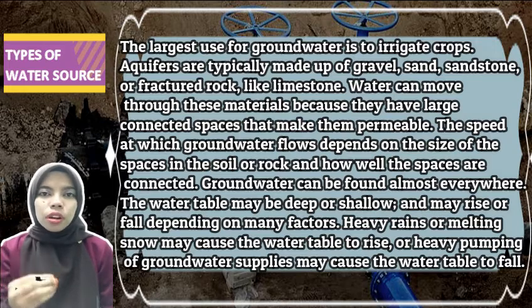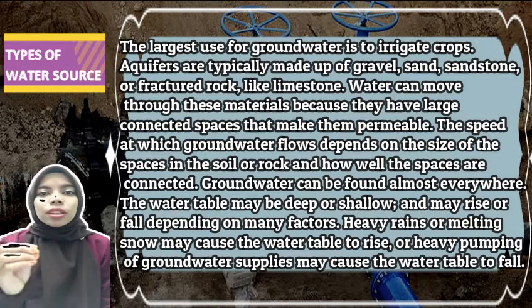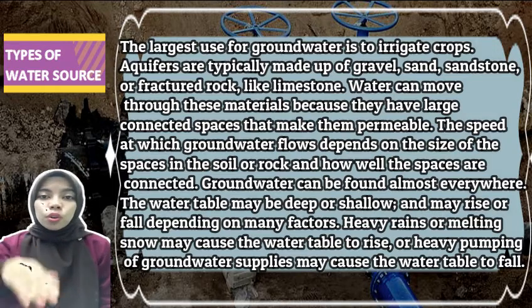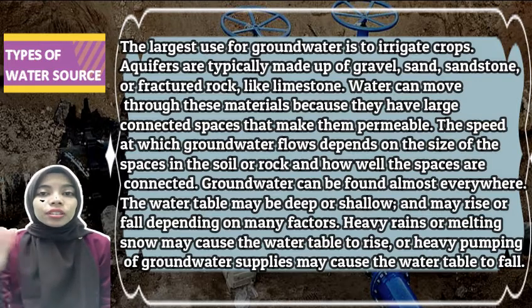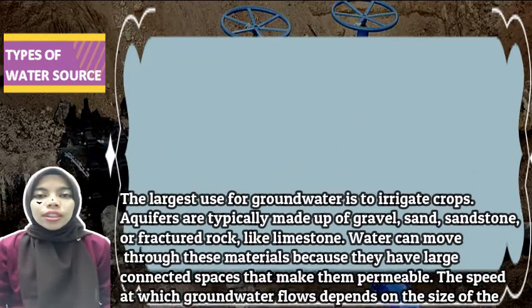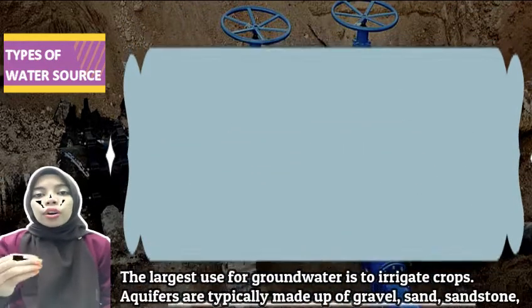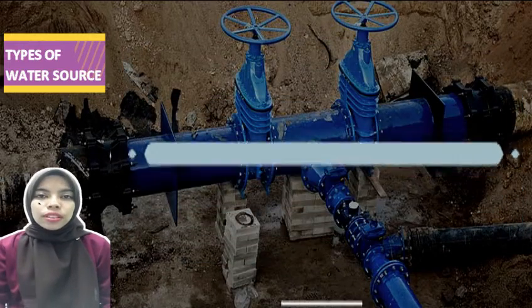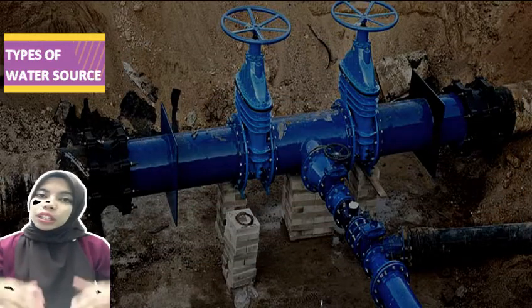Groundwater can be found almost everywhere. The water table may be deep or shallow and may rise or fall depending on many factors. Heavy rains or melting snow may cause the water table to rise, or heavy pumping of groundwater supply may cause the water table to fall.